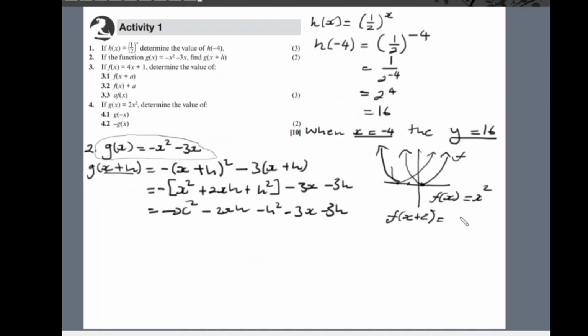And then f of x plus 2, wherever I see x in that function, I'll put x plus 2, right? Sorry, this is x plus 2, x plus 2, x squared. This is 4x plus 4. So we are shifting the graph of f 2 units to the right.